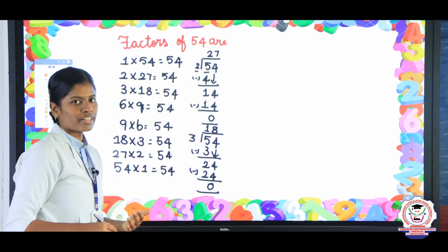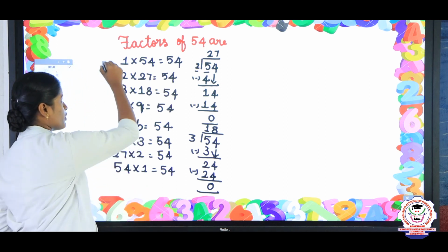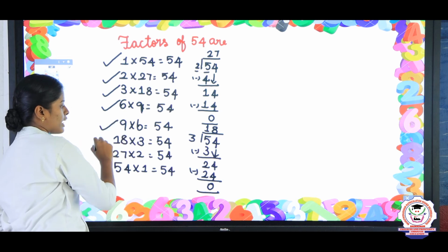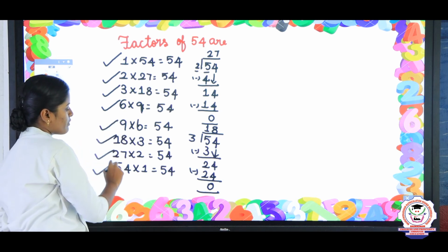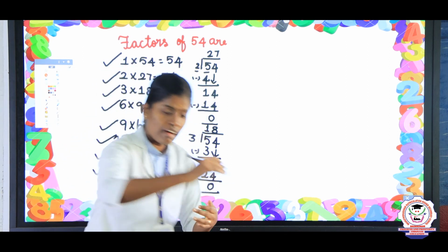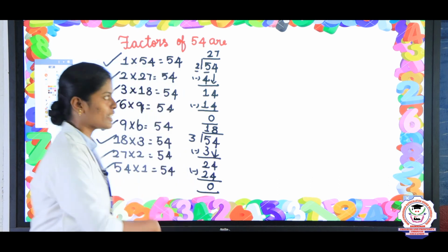So listen my children, you all know what is the factors of 54, right? The factors of 54 are 1, 2, 3, 6, 9, 18, 27 and 54. Now we are going to write the factors of 12, factors of 30 and factors of 54. So listen here.